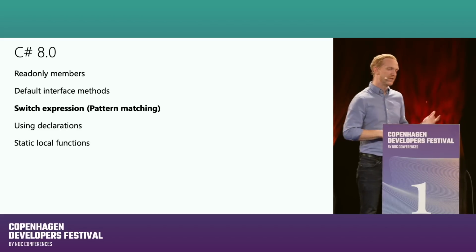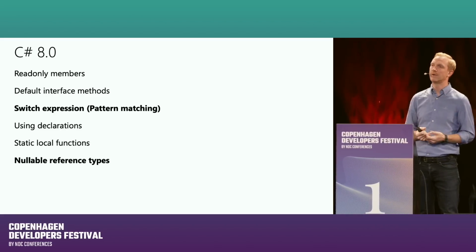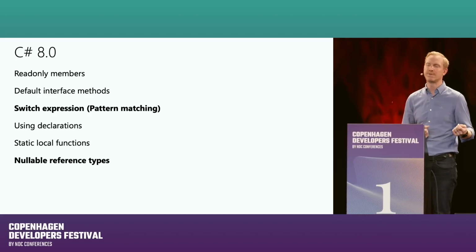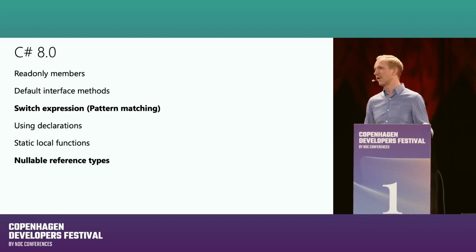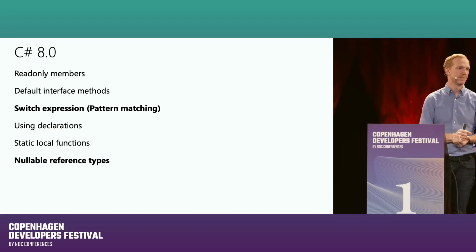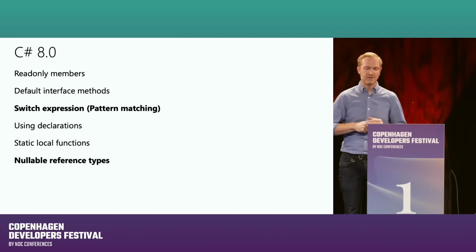We're using declarations, static local functions, nullable reference types, which changes how the compiler looks at all your reference types. You know, if you're creating an instance of a class, that can be set to null. With this language feature turned on, the compiler will now assume that you've always set this to an instance, which is good, because then we can avoid potential problems. But we'll get into that soon.